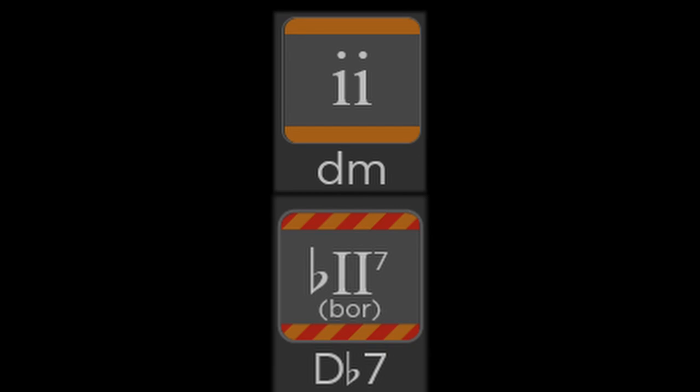This chord is also called a flat second. Another way to find it is to take the root note of the minor 2 chord, drop it by half a step, and then create a dominant 7th chord from this new root note. In this case, the 2 chord is D minor, so we drop this note by half a step to D flat. This once again gets us to a D flat dominant 7th chord.